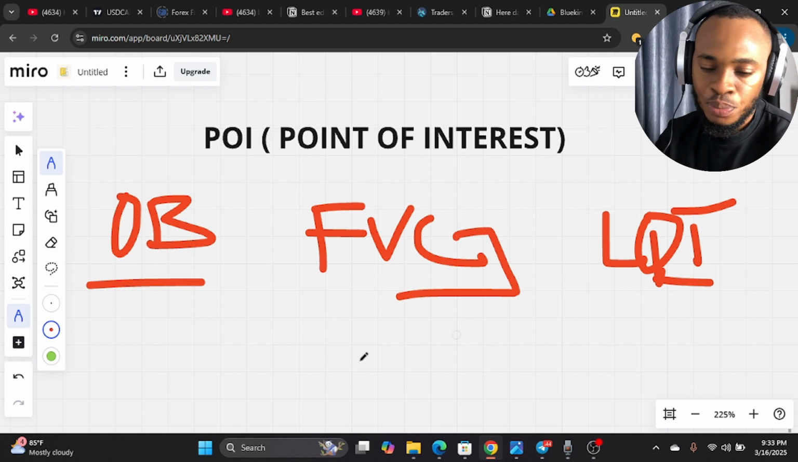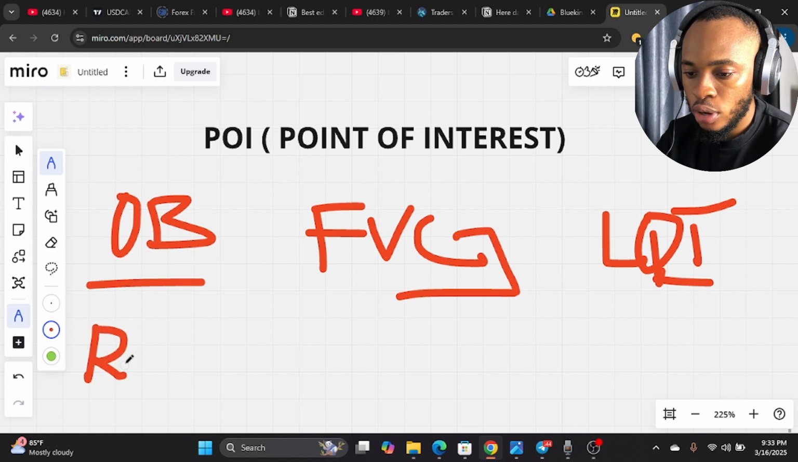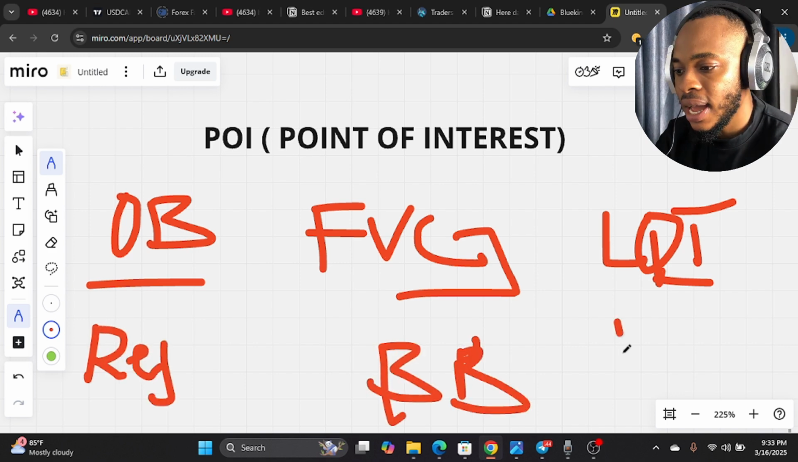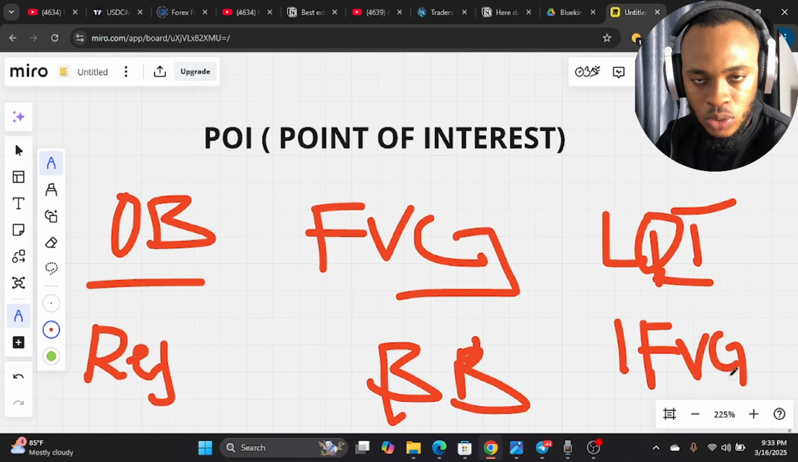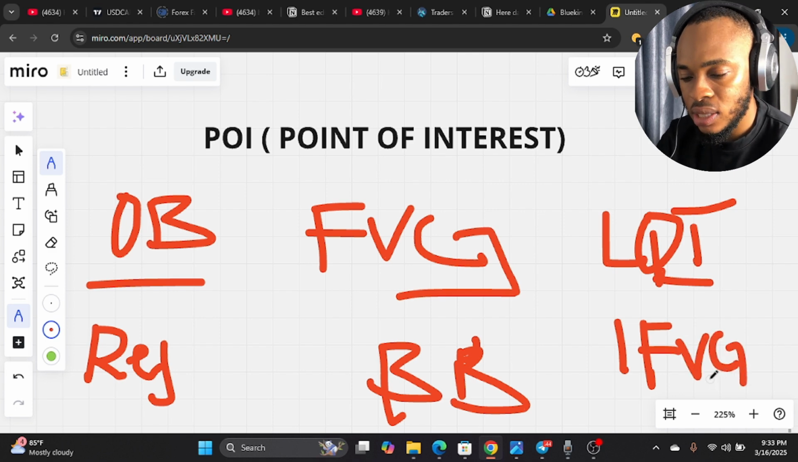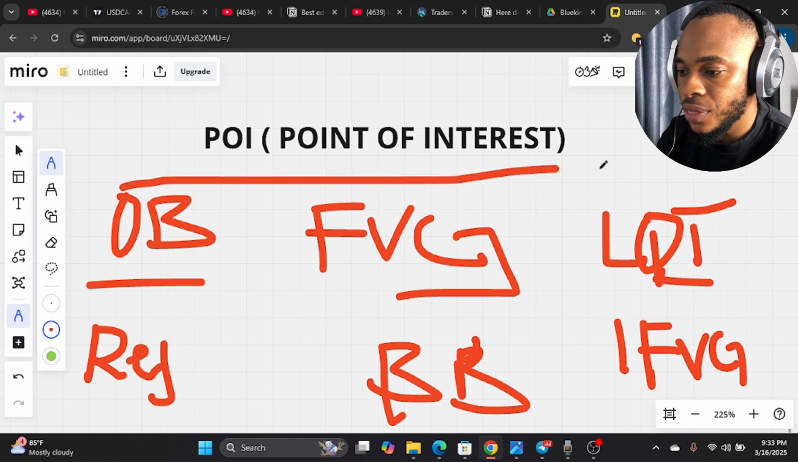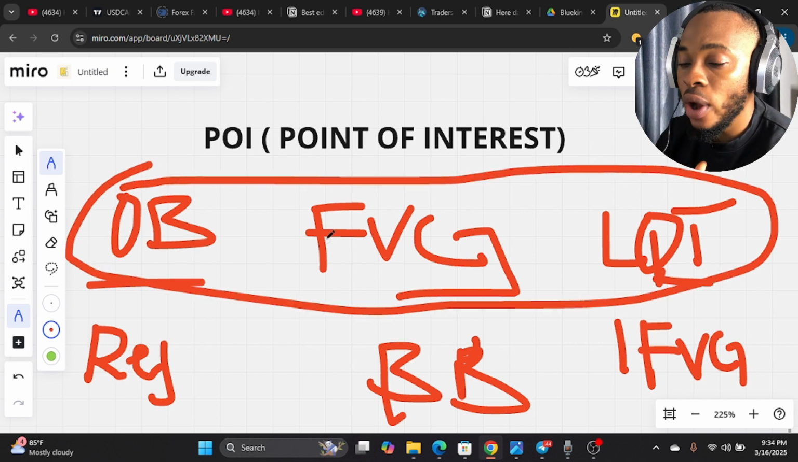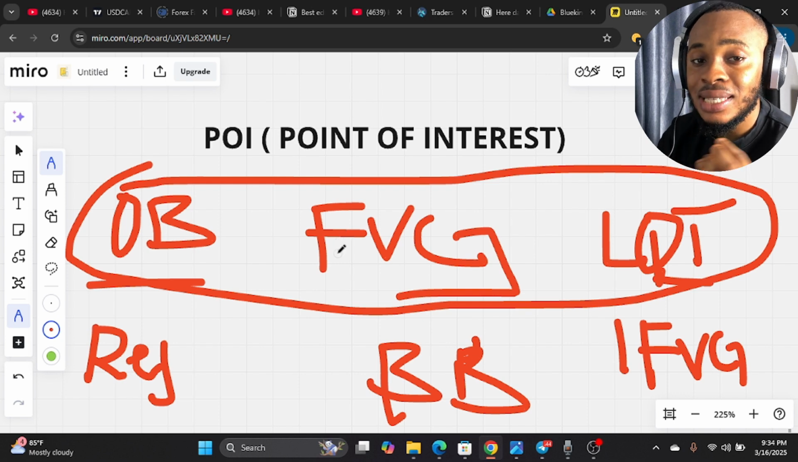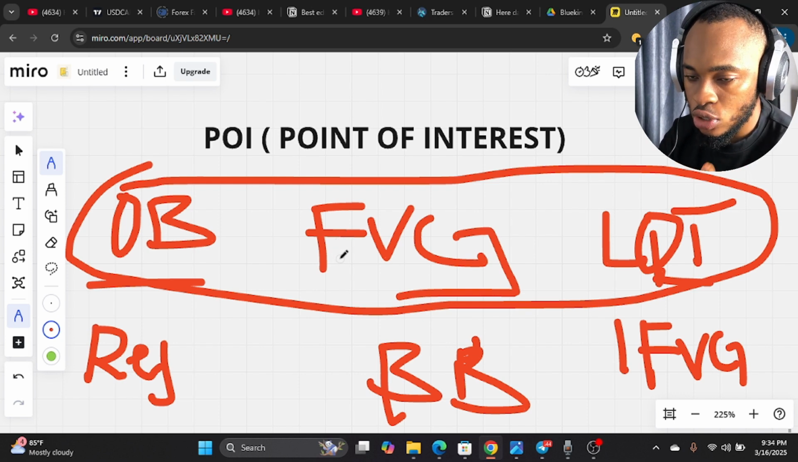Now there are other secondary POIs, like rejection block, breakers, and inverted fair value gaps. These ones too are still important, but we're going to focus on the other ones, and the way we use these is still the same way you use every other POI you prefer to use. Just pay attention.